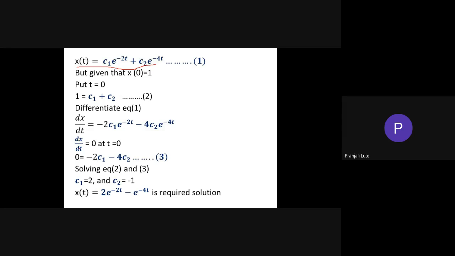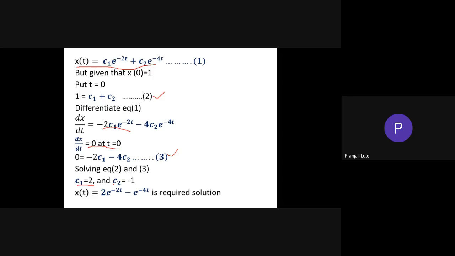Then dx upon dt equal to 0 at t equal to 0. So we substitute this initial condition in this equation. Your equation is 0 equals, with e to the power 0 being 1, minus 2C1 minus 4C2. This is equation number 3. After solving equation 3, we get the value of C1, and the value of C2 is minus 1.